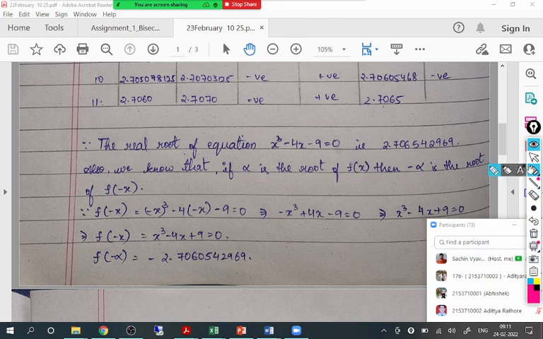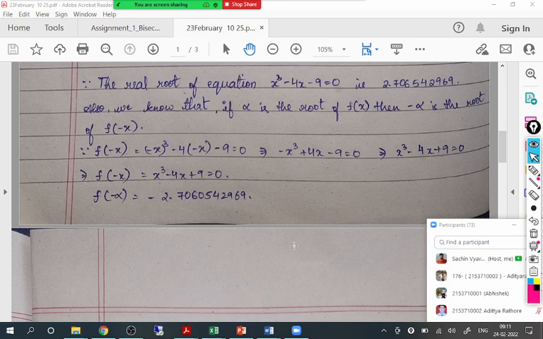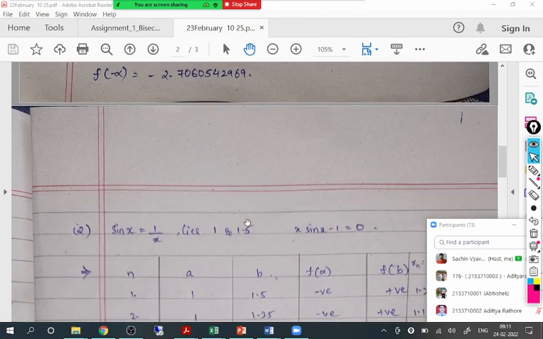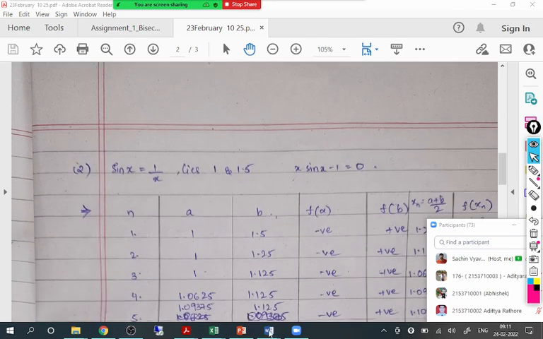Only there is a small correction at the end. So instead of f of minus alpha, you should say minus alpha is the root of that f of minus x. Any doubt, anyone in question one? No, sir. No doubt. Okay. So only the last line is not correct. Otherwise, everything is correct there.